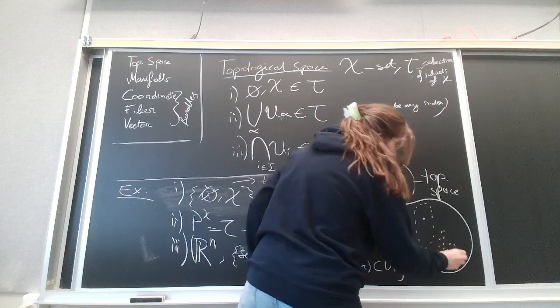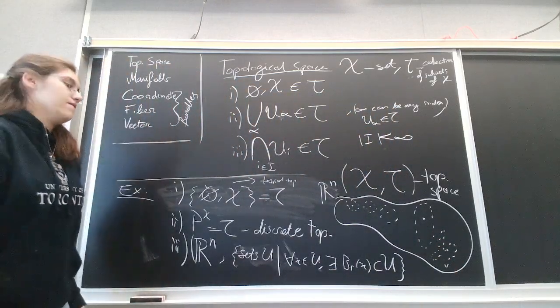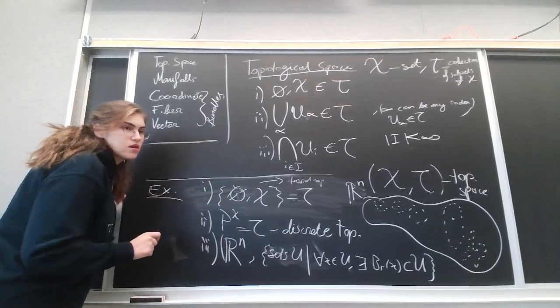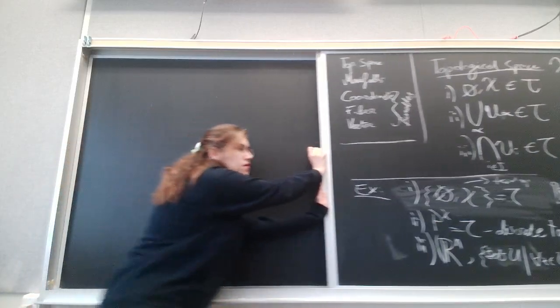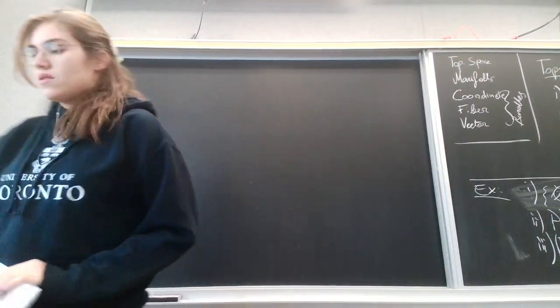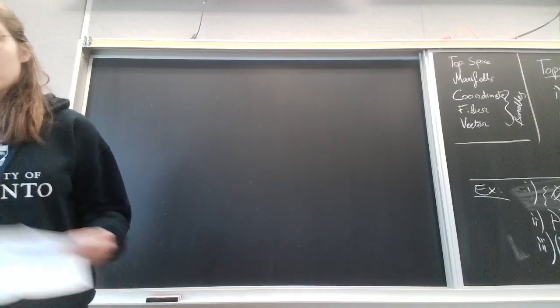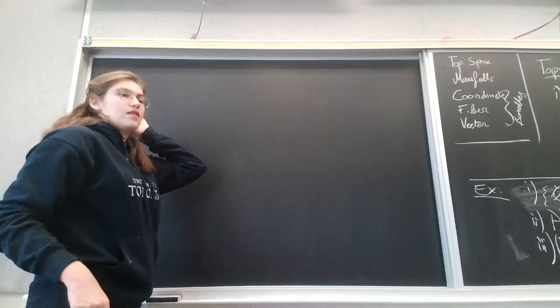The idea is that a set is considered open in Rn if around any point I can fit a little open ball inside of that set. So I take any open set, I take any point in that set, and I can fit an open ball around that point in that set. So these sets are considered open in Rn.